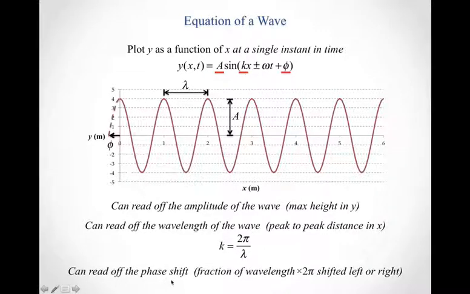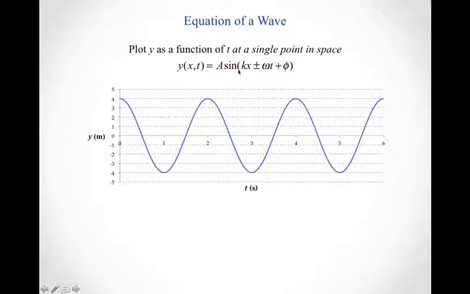I can read off the phase shift. And so at t equals 0, x equals 0, if this is a sine function, my wave should be 0 if my phase shift is 0. If not, I need to figure out what that is. And so this shift here is again something that I can read off, and it's some fraction of the wavelength times 2 pi radians that I've been shifted left to right. So these are the three things that I can read off if I'm looking at a displacement versus position. So y versus x, I can read off the amplitude, I can read off the wavelength, which lets me calculate k, and then I can read off the phase shift.